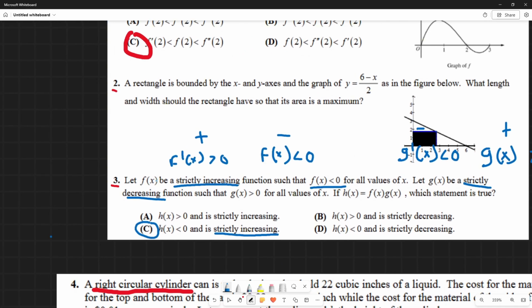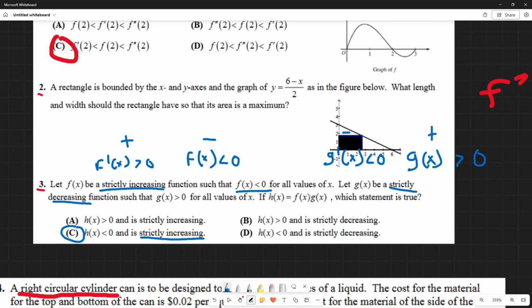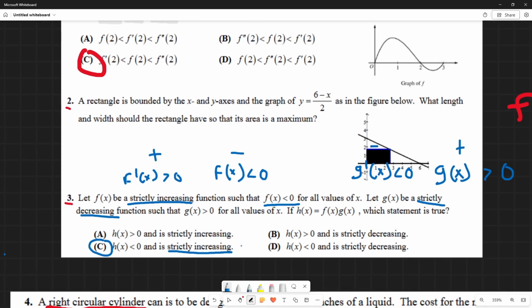So it says, let f of x be a strictly increasing function such that f of x is less than 0 for all values of x. Let g of x be a strictly decreasing function such that g of x is greater than 0. If h of x equals the product of f and g, which statement is true? Alright, so I underlined some important things here.